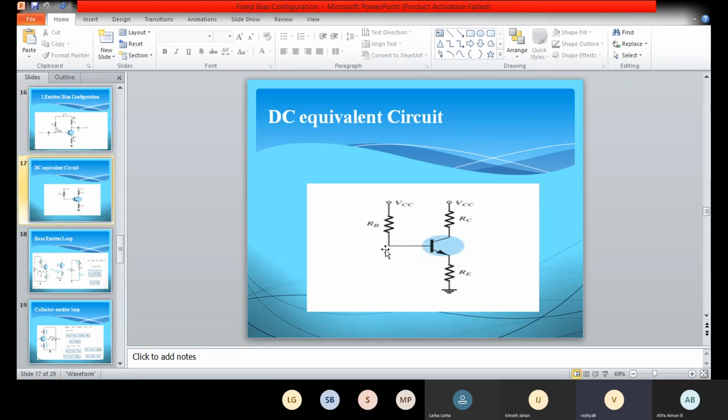Here you can see I have not written capacitor. Okay, input side and output side. From this, the next step, we need to write what? First, we need to write the base emitter loop, and next we need to write the collector emitter loop. From the base emitter loop, we will find out the base current, and from the collector emitter loop, we will find out VCE.